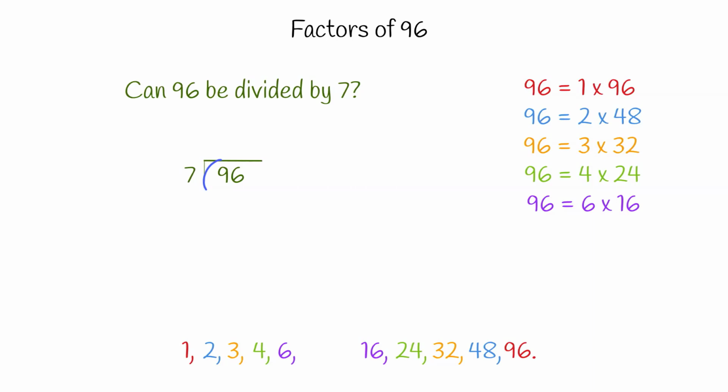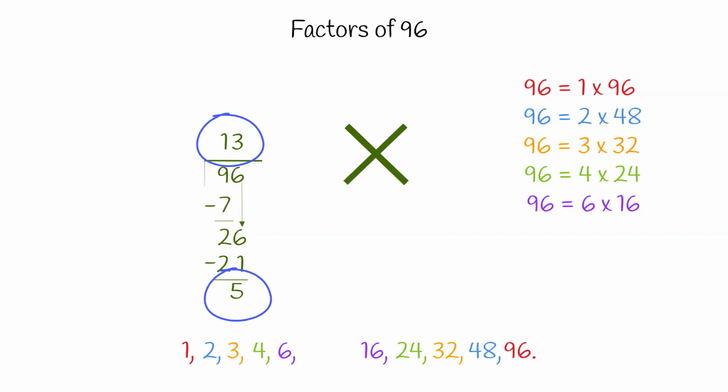How many 7's go into 9? Only 1. 7 times 1 is 7. 9 minus 7 is 2. Bring down the 6. How many 7's go into 26? Only 3. 3 7's are 21, and 26 minus 21 is 5. No more 7's can go into 5, which means 5 is the remainder. 96 divided by 7 is 13 remainder 5, so 7 is not a factor of 96.